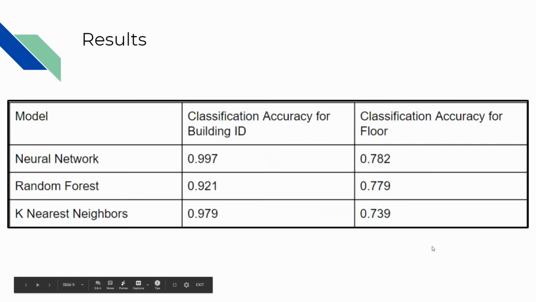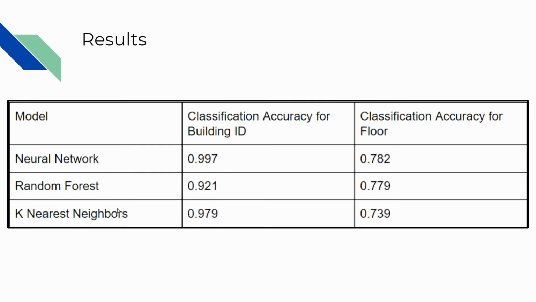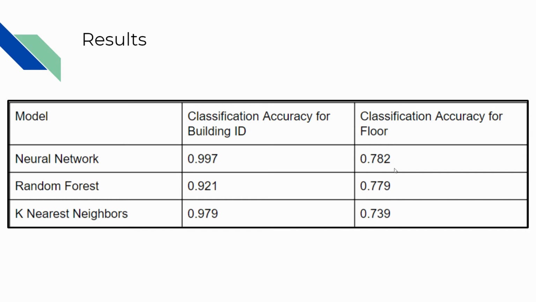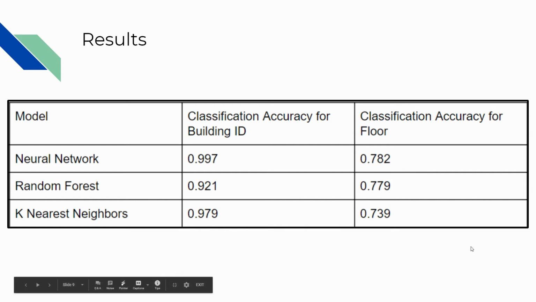So what were my results? Well, for the building ID, I had extremely good results. The neural network, random forest, and k nearest neighbors all had a greater than 0.92 accuracy. However, the floor classification was much worse. At the lowest, we have k nearest neighbors with a 0.3, and at the highest, the neural network with a 0.78. And one thing that's extremely helpful is ways to visualize this data.